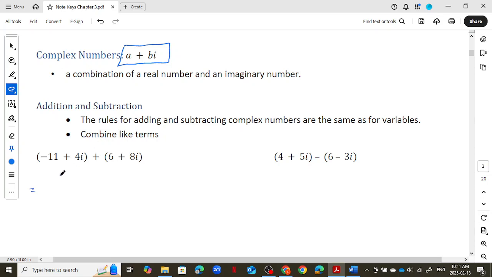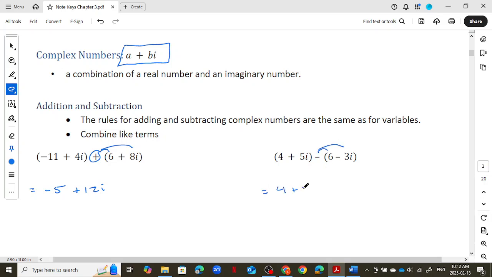So if I have negative 11 plus 4i plus 6 plus 8i, the plus isn't going to change anything in the second bracket because I'm really multiplying a plus 1 through. So I'm going to do negative 11 plus 6 is negative 5. And then 4i plus 8i is just 12 i's. And that's it. If you put a minus sign in between, don't forget that you have to distribute the negative.